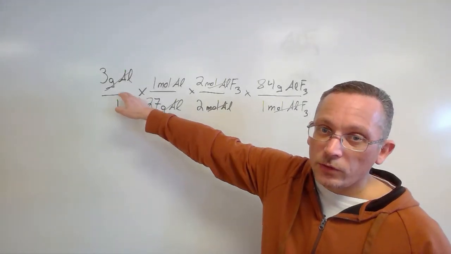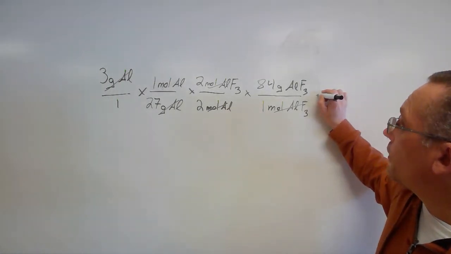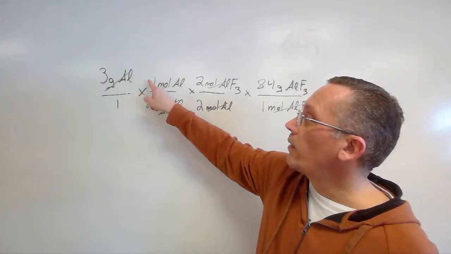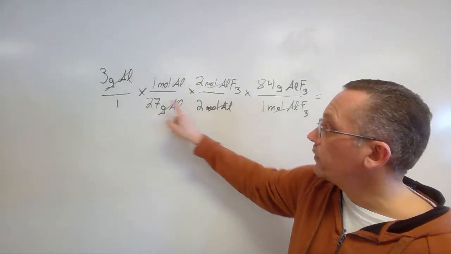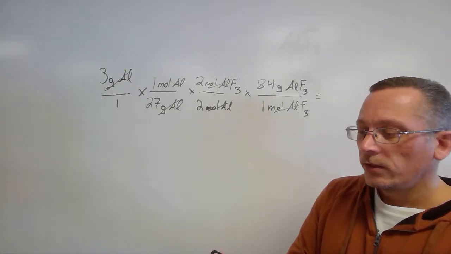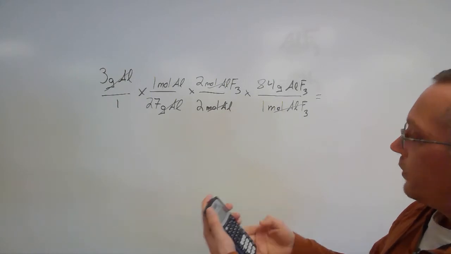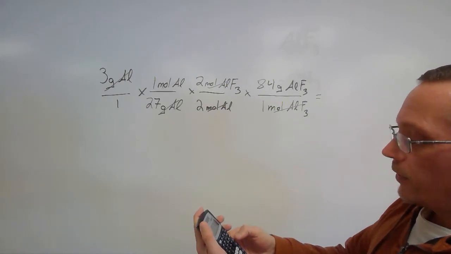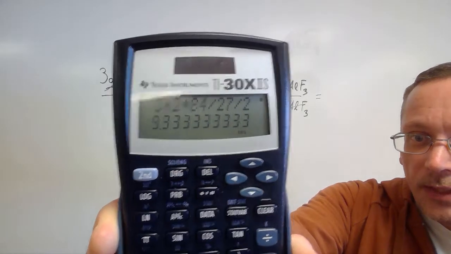I've gone from grams of aluminum to grams of aluminum fluoride. So now I'm going to grab my calculator and work this out. So I'm going to take 3 times 1 times 2 times 84 divided by 27 divided by 2 divided by 1. Just as a matter of mathematical fact, you can skip anything that's a 1 because multiplying by 1 or dividing by 1 doesn't change the number. Okay. So now I got about 9.3 there.